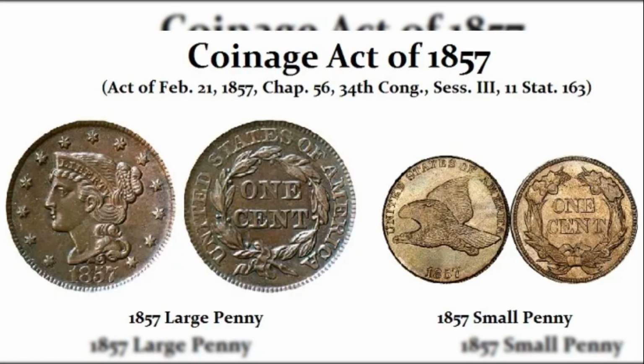Discontinuation and the small cent transition, 1857. By the mid-1850s, Congress and the U.S. Mint agreed to discontinue the large cent in favor of a smaller copper-nickel cent. In 1856, the Mint struck patterns for the new Flying Eagle cent, and in 1857, the change was finalized. In the Coinage Act of 1857, large cents were officially phased out, and the U.S. government encouraged the public to exchange them for the new small cents.